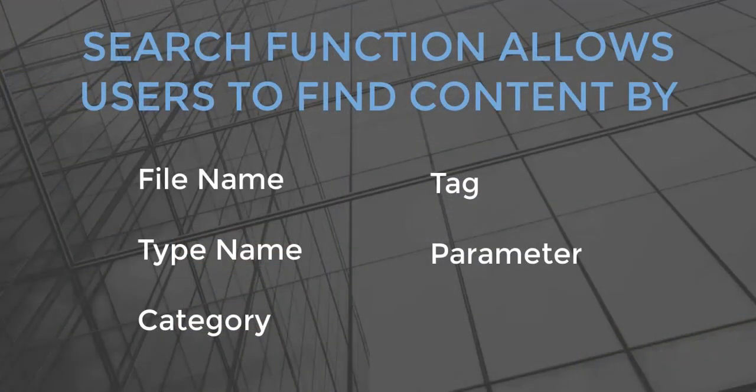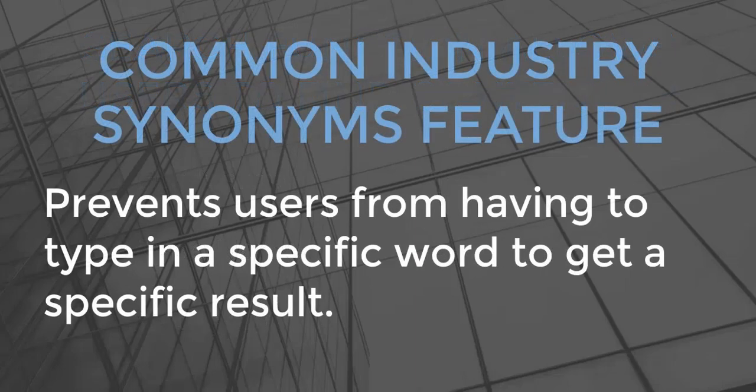The main benefit of the search function is that it allows me to find content in a variety of ways, such as searching for content file name, type name, category, tag, and parameter. Another useful aspect of the search lookup is the Common Industry Synonyms feature. This prevents me from having to type in a specific word to get a specific result. For example, if I type in AHU, I'll get the same search results as if I typed in air handler.